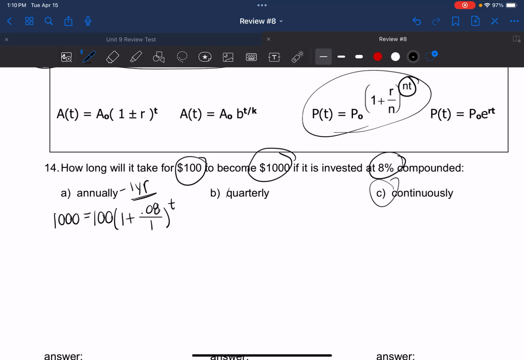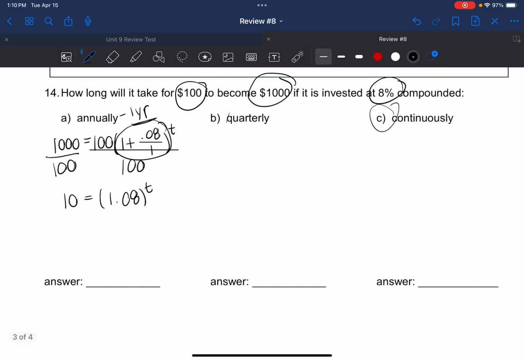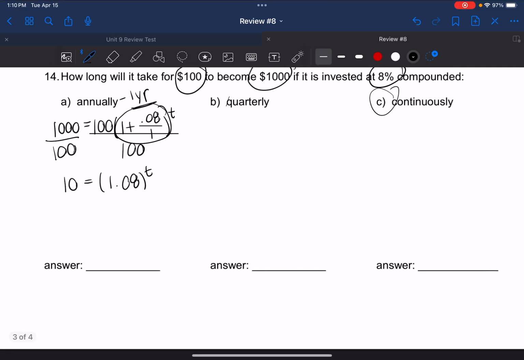Now I'm trying to solve for t, so I'm going to try and get t by itself, so I'm going to divide both sides by 100, which is going to give me 10 equals, in here, 1 plus 0.08 is just 1.08 raised to the t. Okay, I'm not going to be able to get t by itself as it is because there's definitely not a common base there. So again, I'm going to have to take the log of both sides.